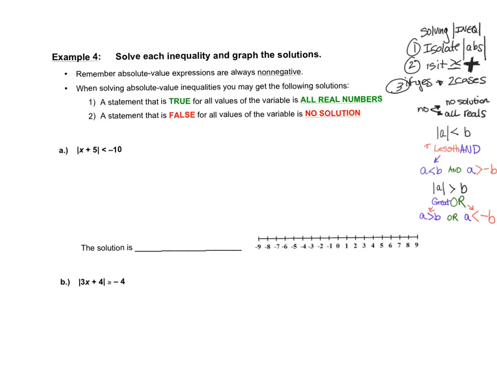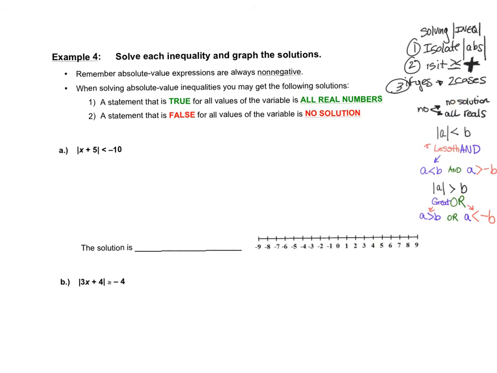So what happens when it's not positive? If it's not positive, when you're solving a regular absolute value equation, we know that there's no solution. But if it is not positive for absolute value inequalities, you either get no solution or you get all real numbers. So let's talk about what's what.